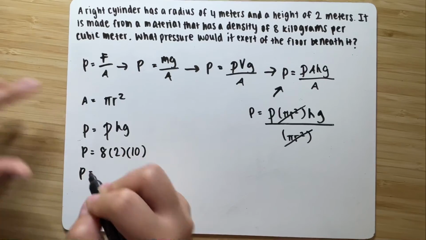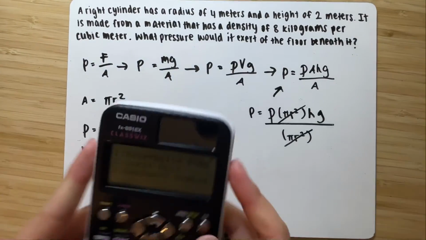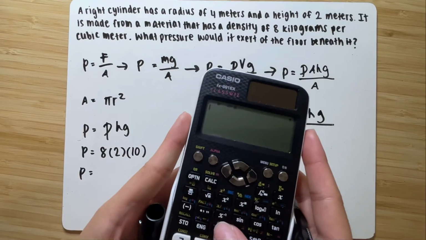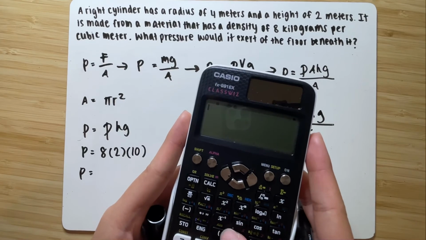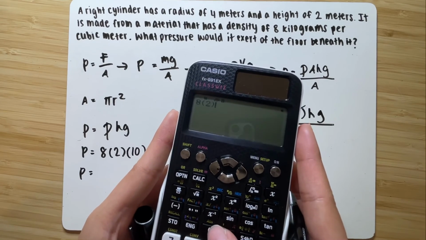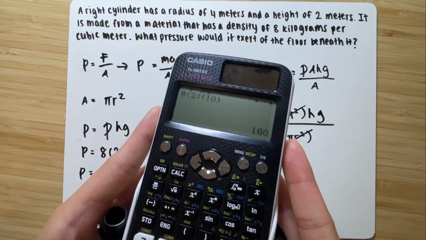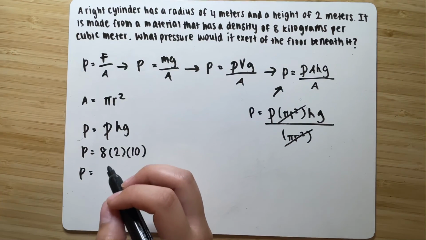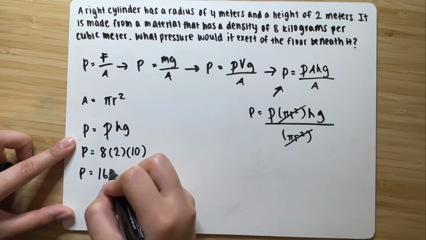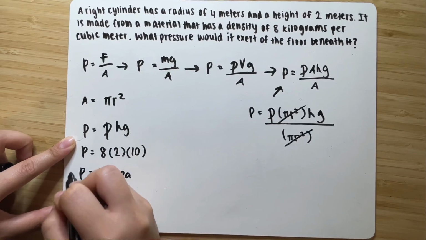So pressure is going to be equal, grab your calculator, 8 times 2 times 10, you have 160. So it would be 160 Pa.